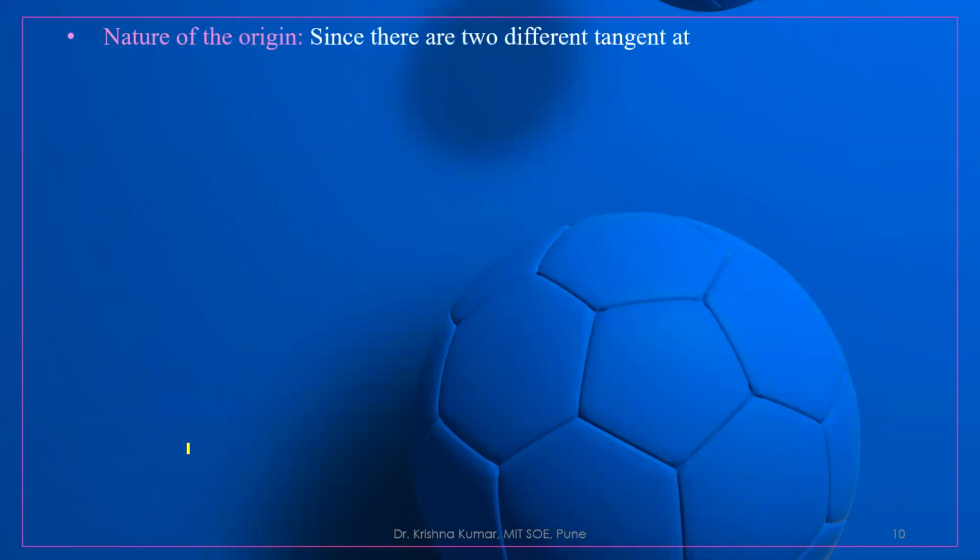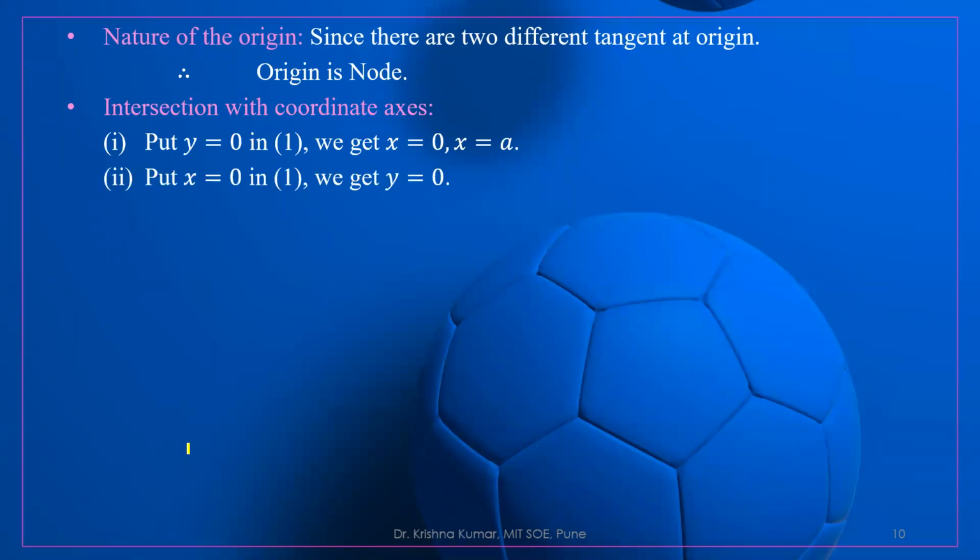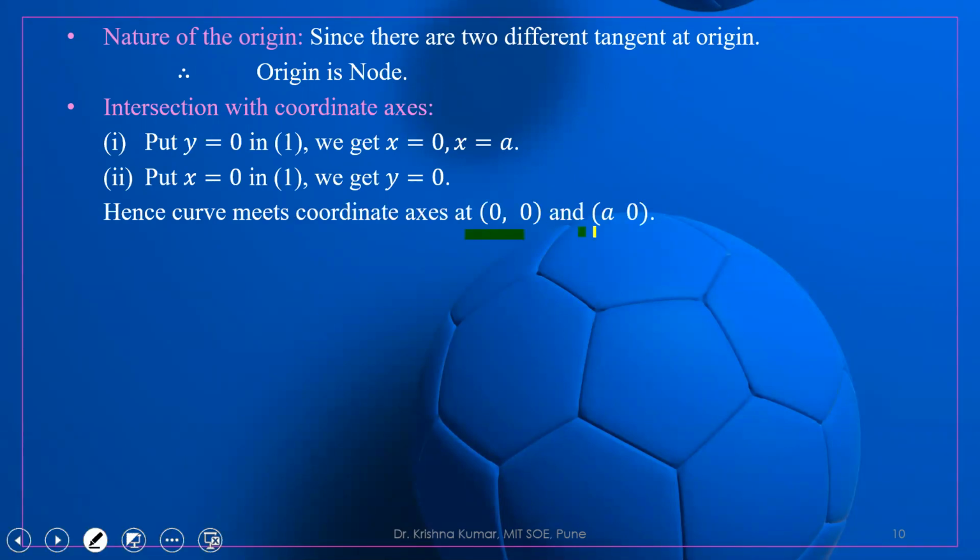So the nature of the origin, what are we getting? We are getting two different tangents at the origin. Therefore the nature of the origin is a node. Intersection with the coordinate axis: put y equal to 0 in 1, we get x equal to 0 and x equal to a. If you put y equal to 0 in the equation, we get x equal to 0 and x equal to a. And if you put x equal to 0 in 1, we get y equal to 0. So now the curve meets the coordinate axis at the origin as well as at a, 0. We are getting 2 points. We will try to find the tangent at a, 0. How to find the tangent at a, 0? We just differentiate it and put the value of x as a and the value of y as 0.